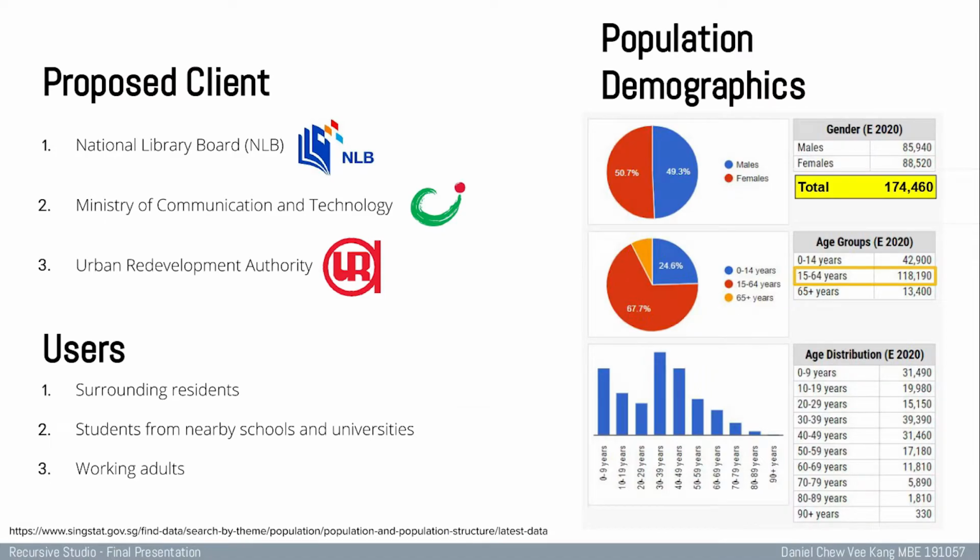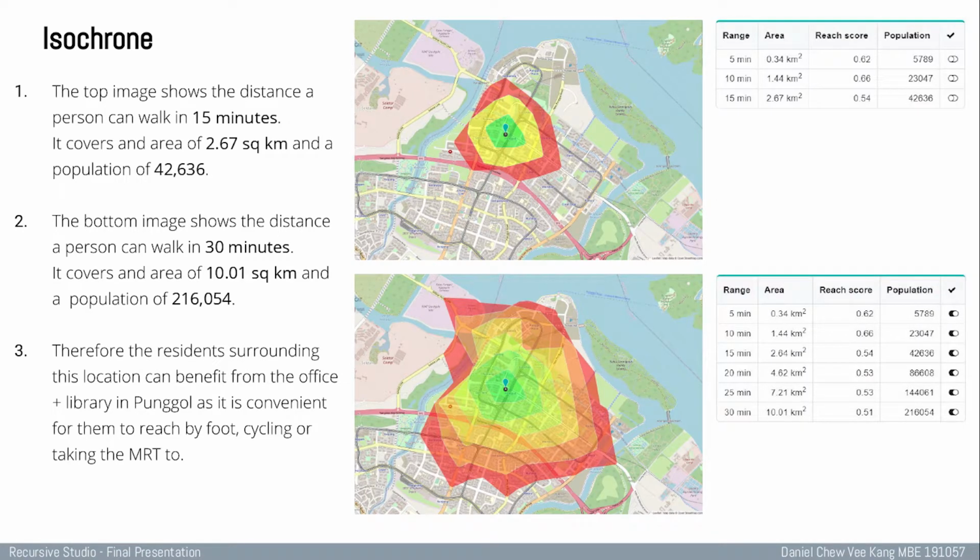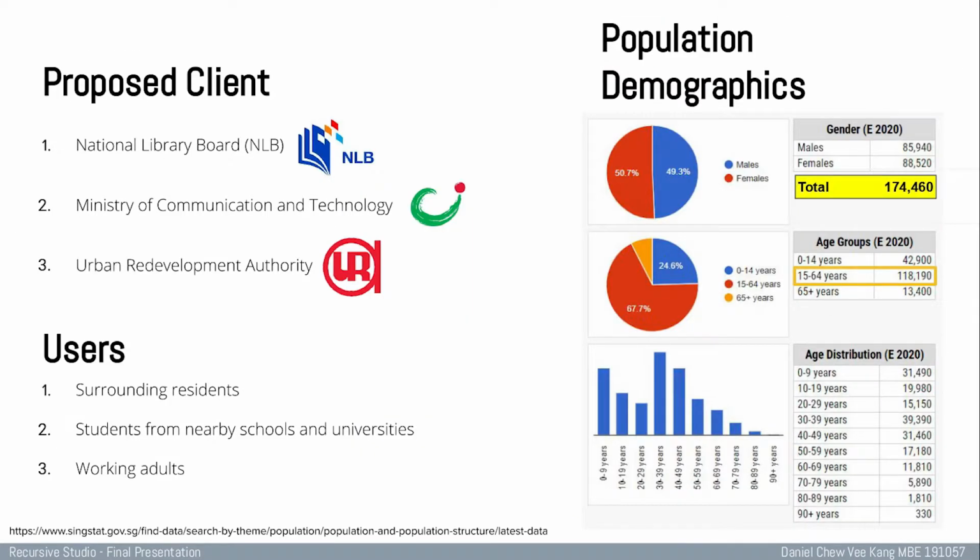From our site studies, we found that Punggol lacks a library for its surrounding residents and users. There are many schools and universities nearby, as well as a huge population that is ever growing. This calls for a need for a library in Punggol. Therefore, the proposed clients are the National Library Board, the Ministry of Communications and Technology, as well as the Urban Redevelopment Authority.